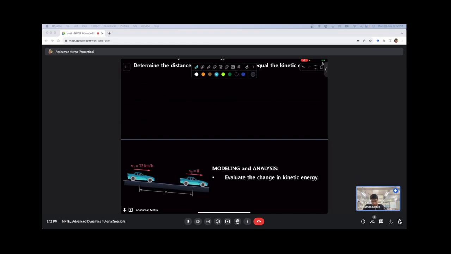So V1 is 72 km per hour. Let's quickly change the units. 72 km per hour means 72 into 1000 meter by 1 kilometer, into 1 hour by 3600 seconds. So this will be 20 meter per second.